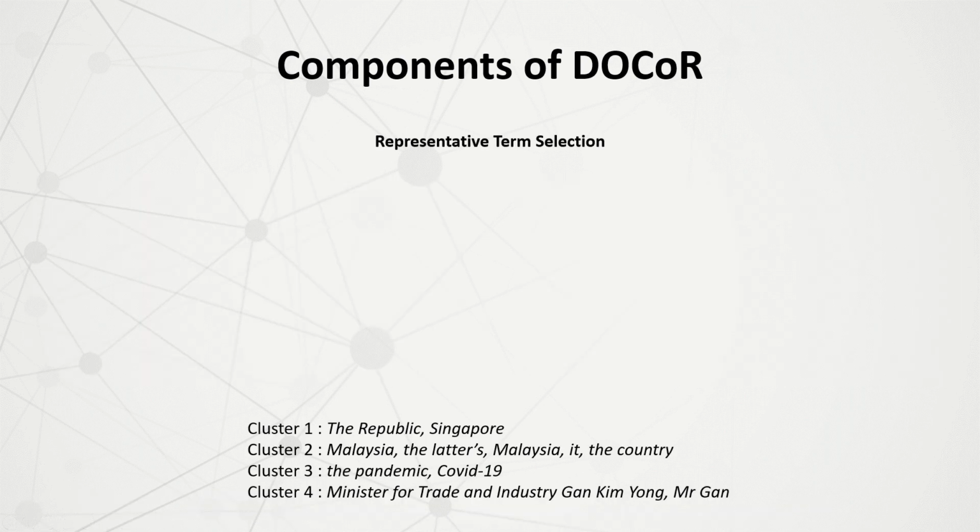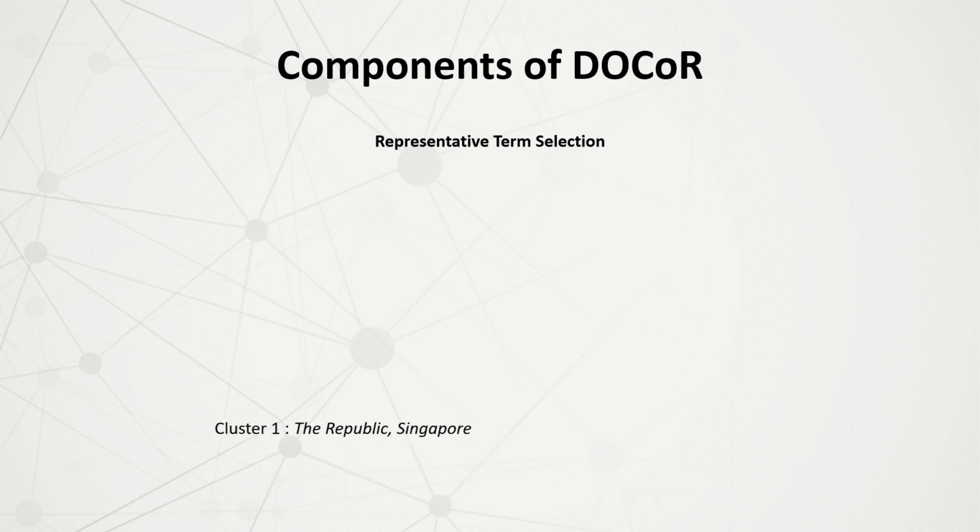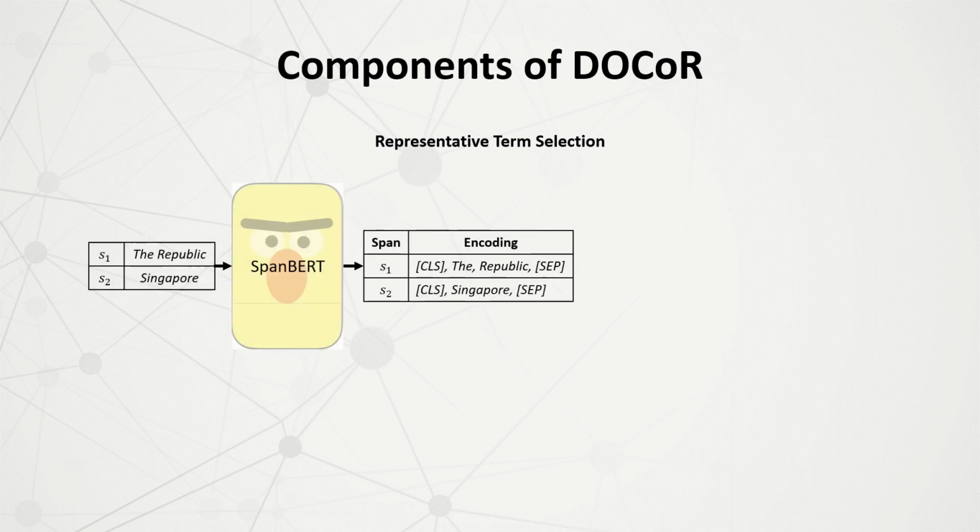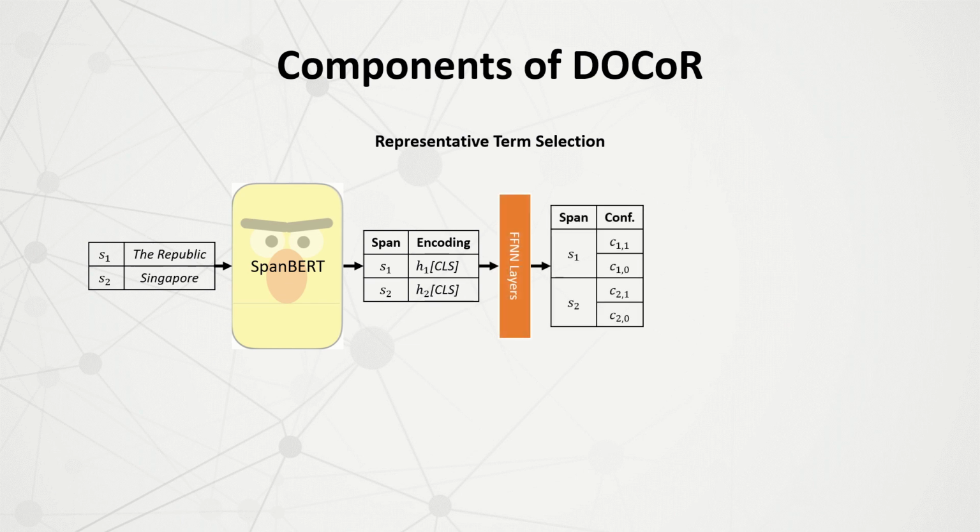As for the representative term selection, we proposed a feed-forward neural network approach for this task. We first select a cluster we would like to process. We then encode each span using the SpanBERT language model. Then, we use the hidden state of the CLS special token as the span representation and feed it into a 2-layer feed-forward neural network to produce 2 confidence scores for each span. The score of class 1 is the confidence of the span being a representative term, while the score of class 0 is the confidence of the span being otherwise.